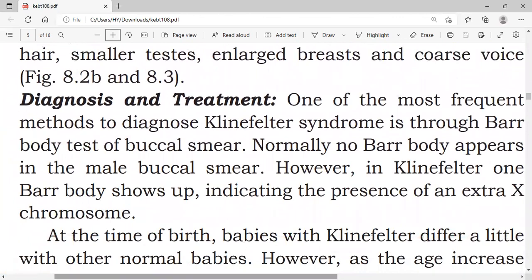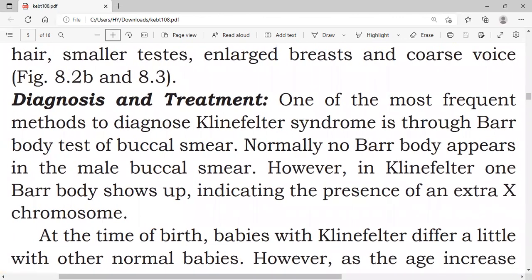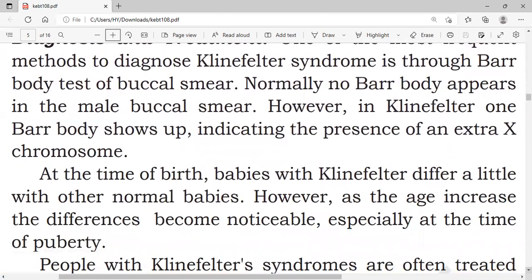Diagnosis and treatment. One of the most frequent methods to diagnose Klinefelter syndrome is the bar body test of a buccal smear. Normally no bar body appears in the male buccal smear. However, in Klinefelter, one bar body shows up, indicating the presence of an extra X chromosome.